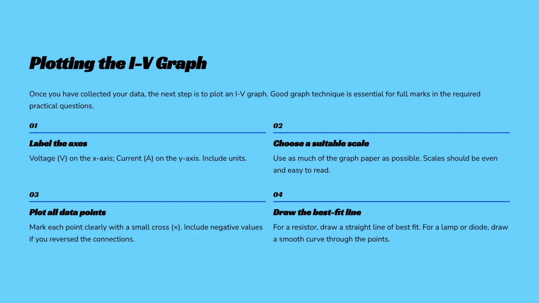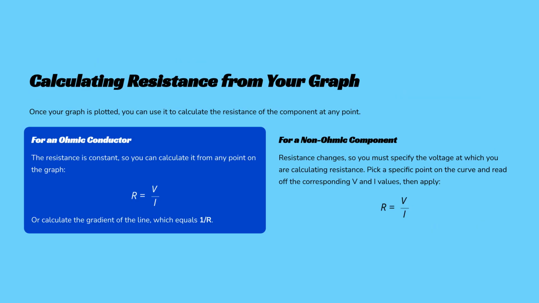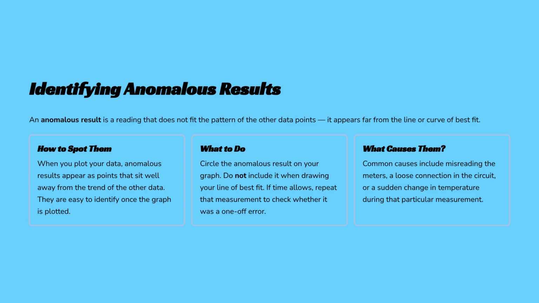Finally, when plotting your graph, label your axes with units, choose a sensible scale, plot each point accurately, and draw the correct line of best fit. Once your graph is plotted, you can calculate the resistance. For an ohmic conductor, the resistance is constant, so you can pick any point to calculate it using R equals V over I. For non-ohmic components, the resistance changes. You must specify the voltage for your calculation. Simply read the corresponding V and I values from your curve at a specific point.